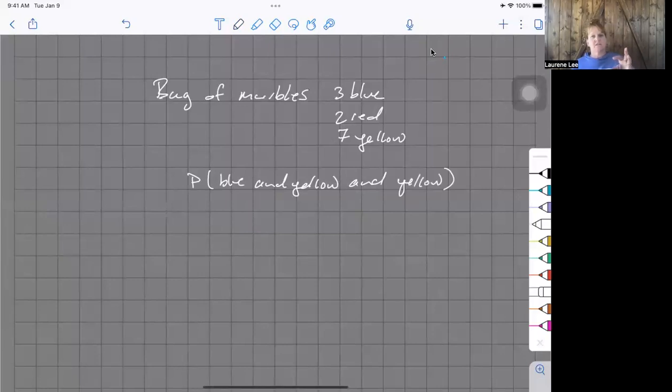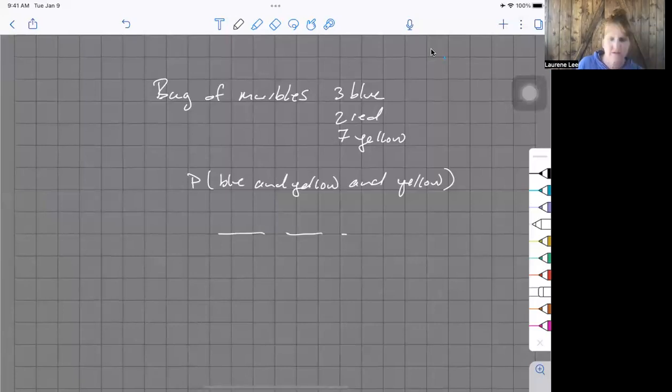Okay, so the scenario is I pull a marble out, I want to get a blue, then I put it back in, I pull another one out, I want to get a yellow, put it back in, and then another yellow, put it back in. Okay, so this is 3 events right here. I've got 3 probabilities to fill in. I'm going to multiply all 3 of those together, and I go one at a time.